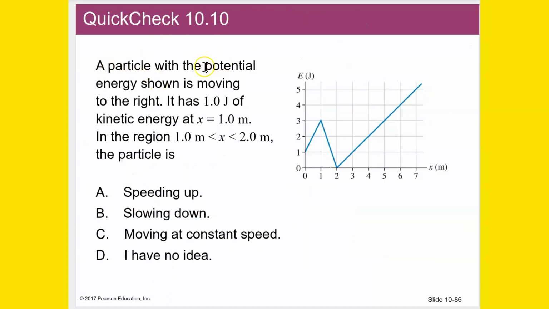Quick check 10.10. A particle with the potential energy shown is moving to the right. It has 1 joule of kinetic energy at x equals 1 meter. In the region where x is between 1 and 2, the particle is doing what? All right, this one should be easy to answer, I think. Actually, it's kind of obvious. If the potential energy is going down, then some other kind of energy has got to be going up. So assuming it would be kinetic, the kinetic energy is increasing, and thus the object is speeding up. And that is the case.